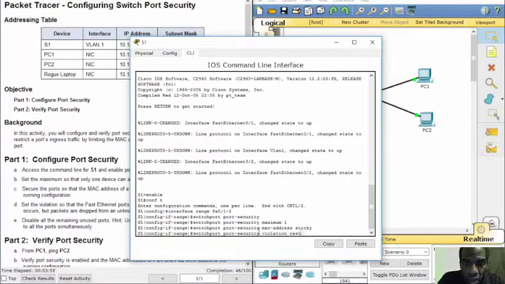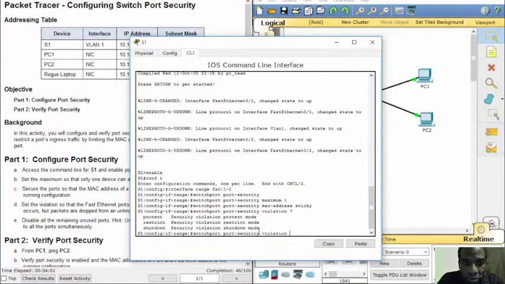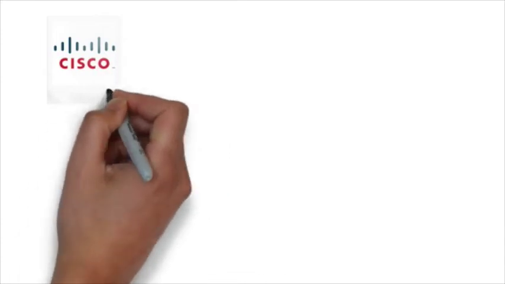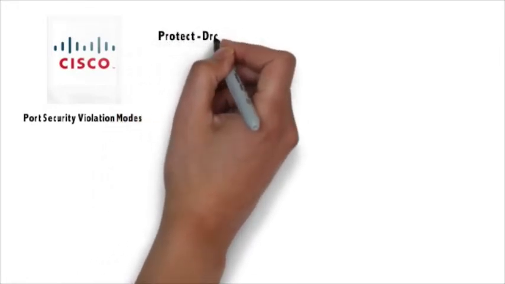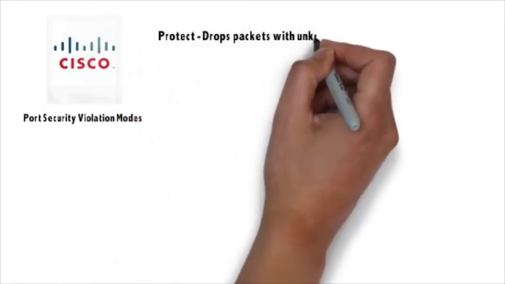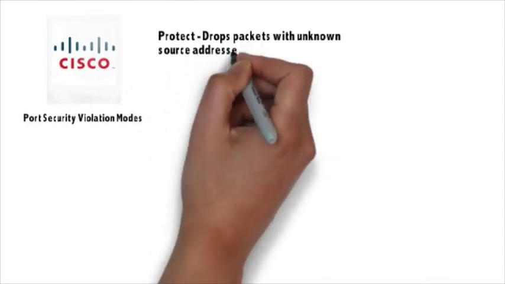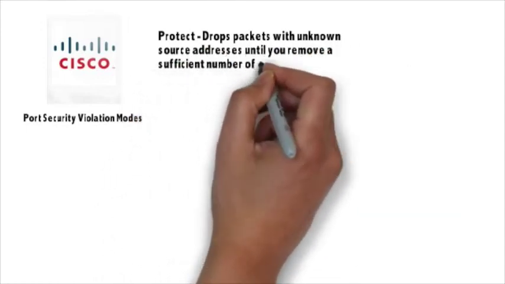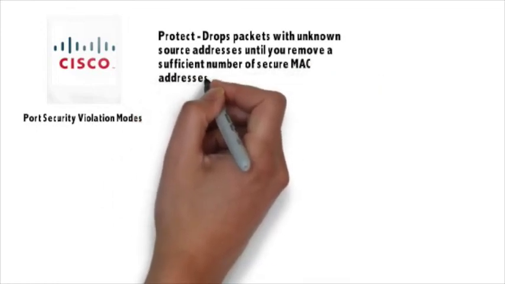Now, before I go ahead and press enter on this, I'm going to type in a question mark and show you the various violation modes. Here are the specific port security violation modes. The protect violation mode is designed to drop packets with unknown source addresses until you remove a sufficient number of secure MAC addresses to drop below the maximum value.